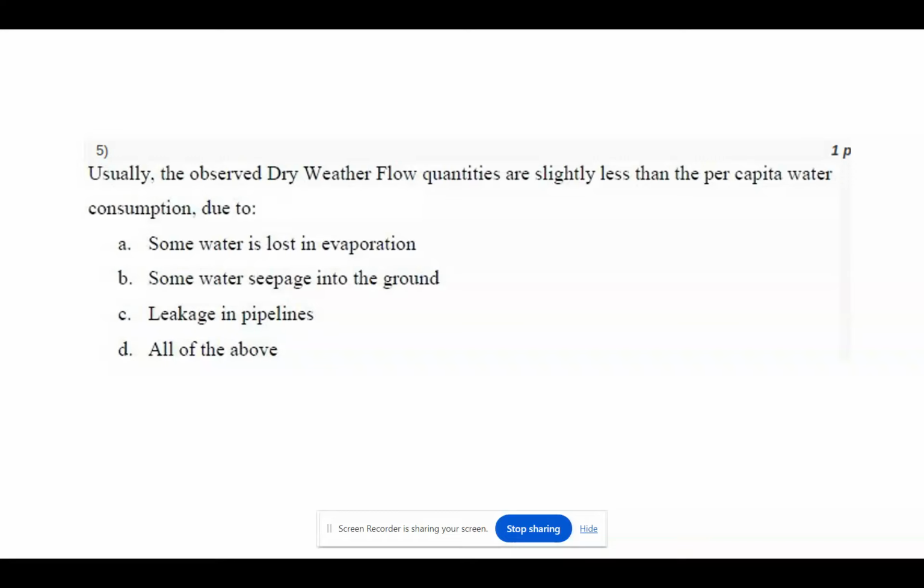For option A, some water is lost in evaporation, some water seepage into the ground, leakage in the pipes. So what will be the reason for the lesser than the estimation? What is the answer here? Option D, all of the above. That is right. So how the evaporation happens, that we know, right?